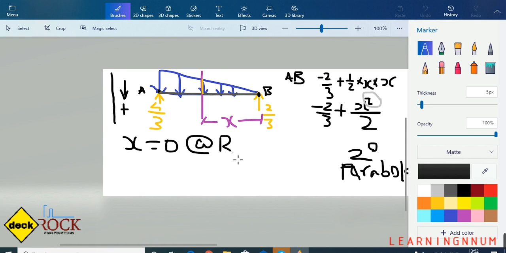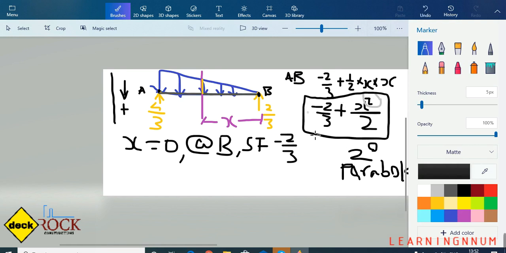How much would be the shear force value? Put x equals to 0 here. How much? Minus 2 by 3, right? In this you have to put. Understanding? Yes, sir. So you are getting minus 2 by 3.